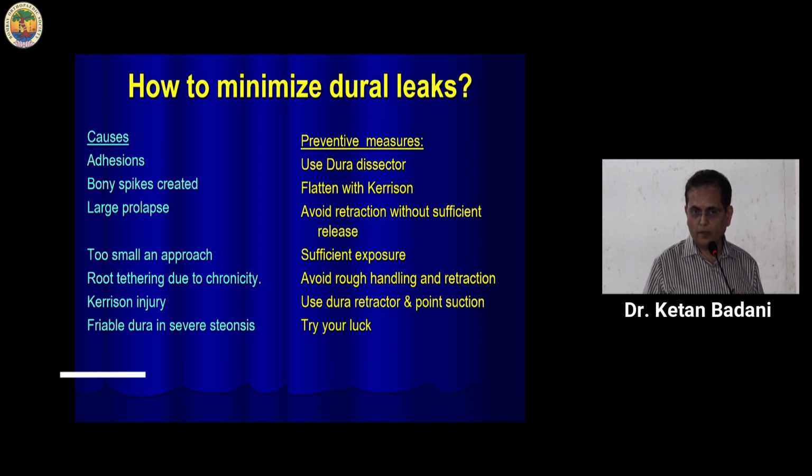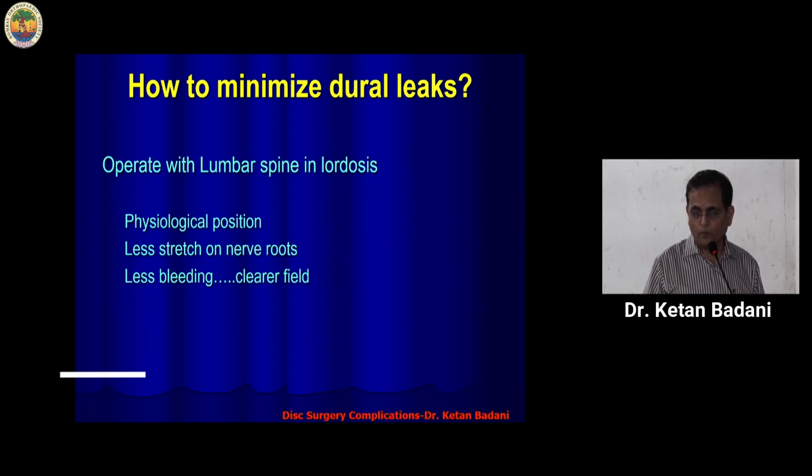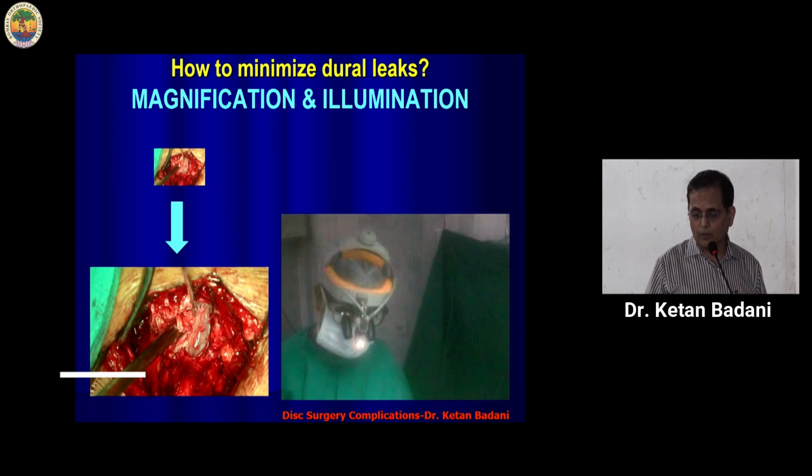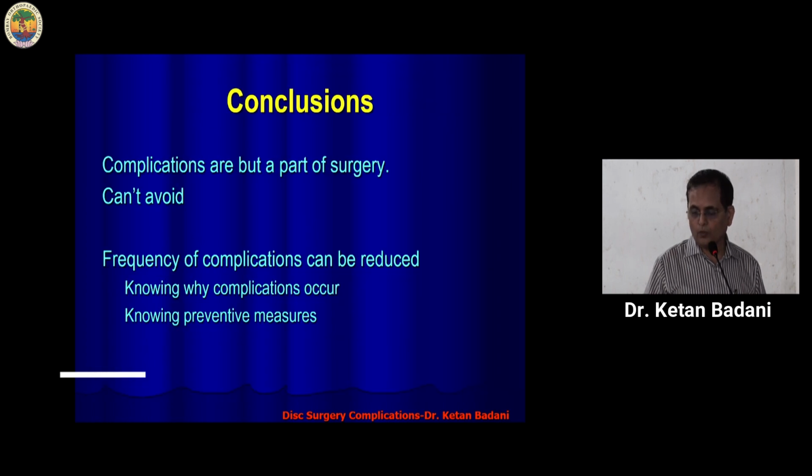And in friable dura, there can be many issues. You might have to use a patch, a dural patch or a graft. Operating in a lordotic position reduces the stretch on the nerve root and the dura, and it can minimize dural leaks. Using magnification and proper lighting can help you to reduce the leaks. And of course, today's meeting theme is that if we know the reasons why things go wrong, then we can prevent them.